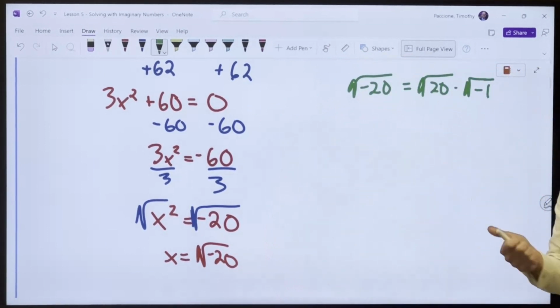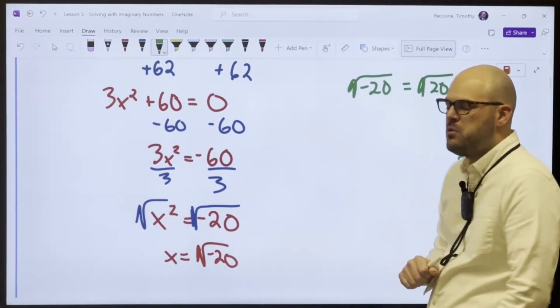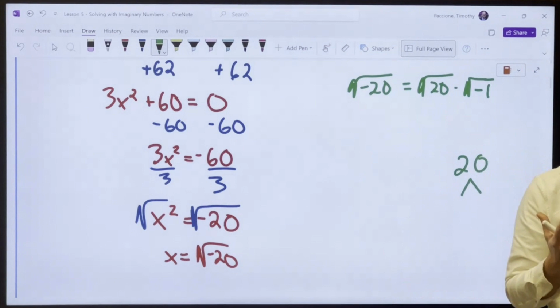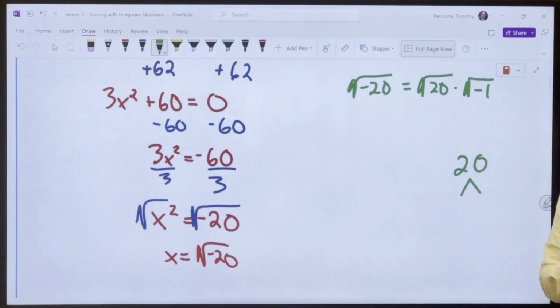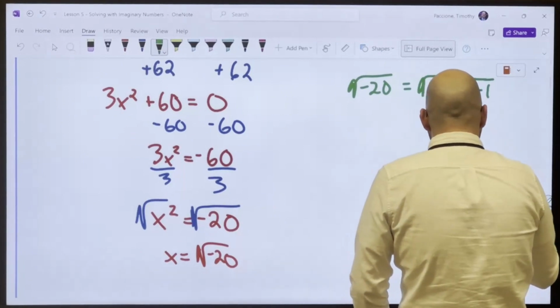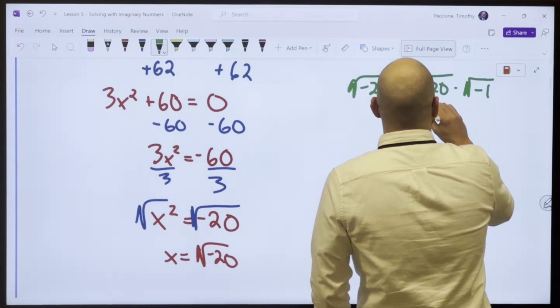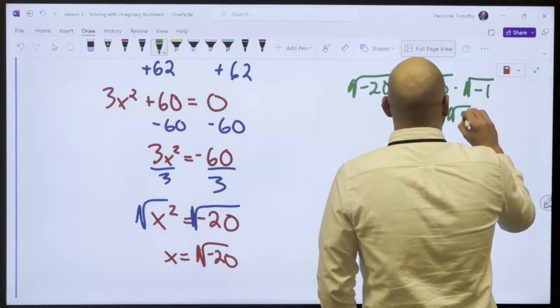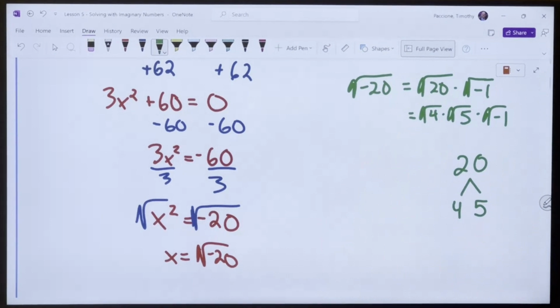But 20 is a number that's big enough, we want to try to break into it a little bit if we can. And I look at my perfect square list and I say, hey, any perfect squares go into that? 4. And then that's 4 times 5. So I'm going to replace this with square root of 4 times the square root of 5 times the square root of negative 1. Why did I do that? I can do the square root of 4, right?